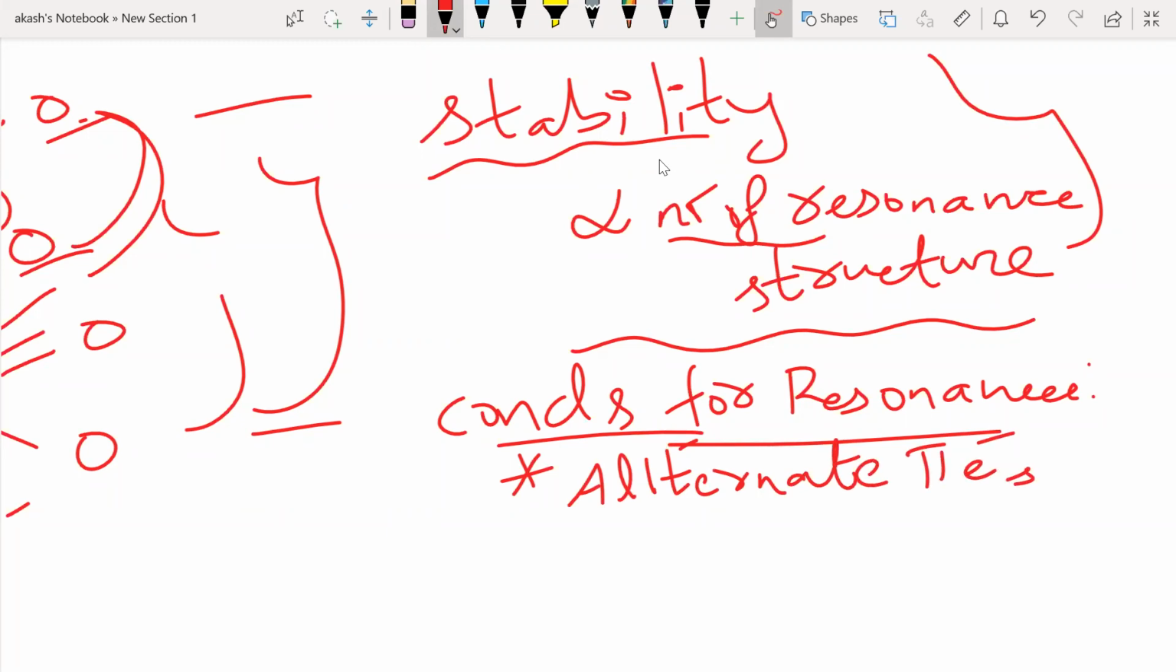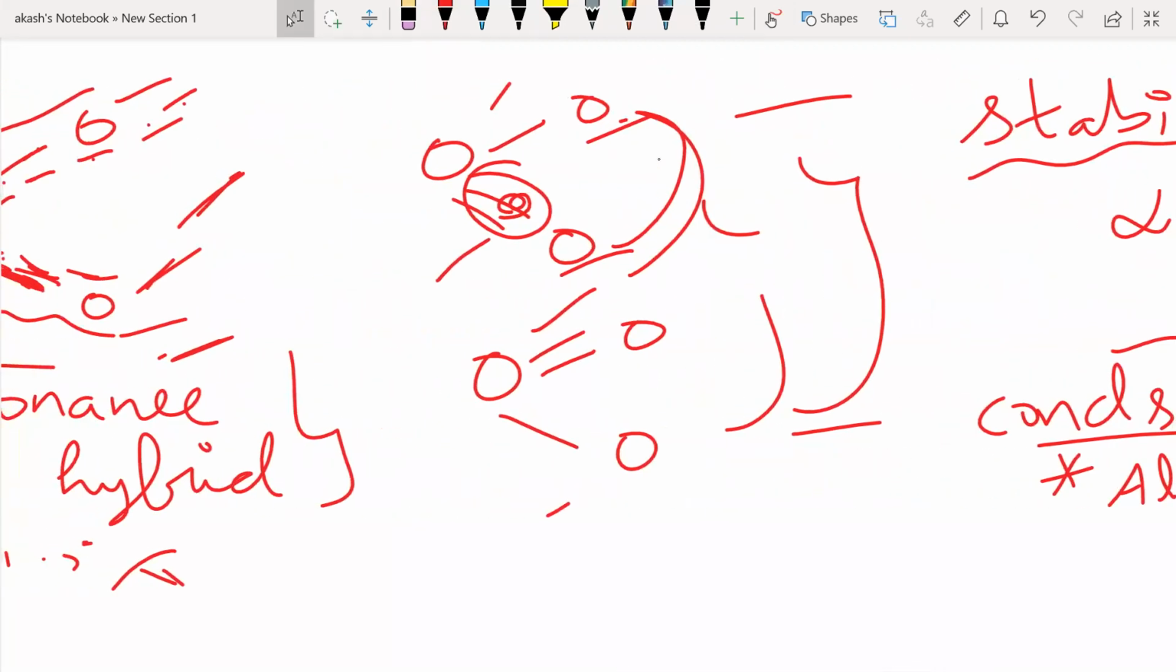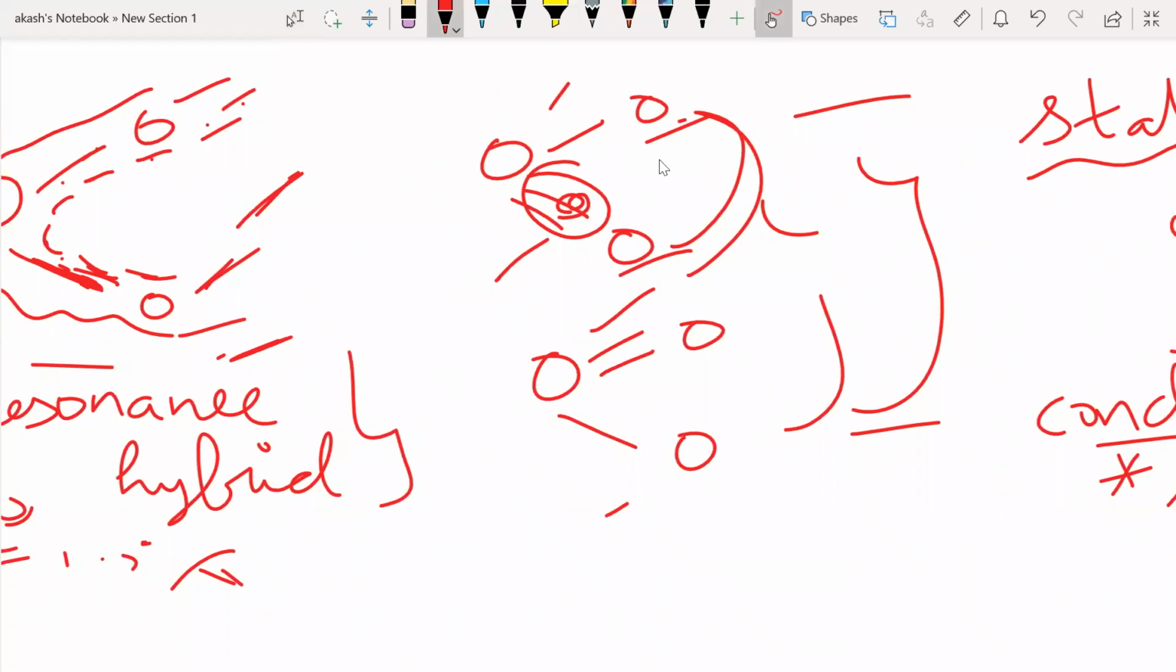What do you mean by alternate pi electrons? Let me tell you. If you look at ozone's structure, you see a single bond and a double bond. So first there's a double bond and then there is no double bond. Again, I can say something like this.